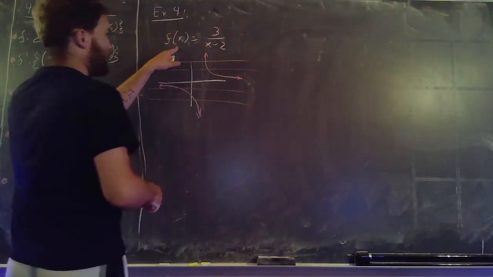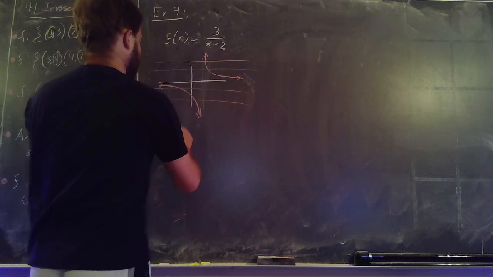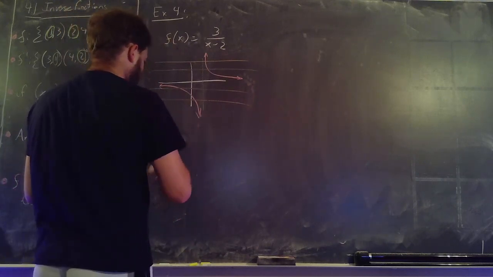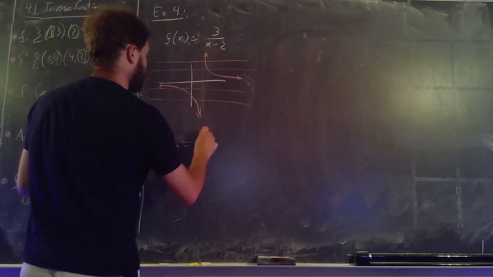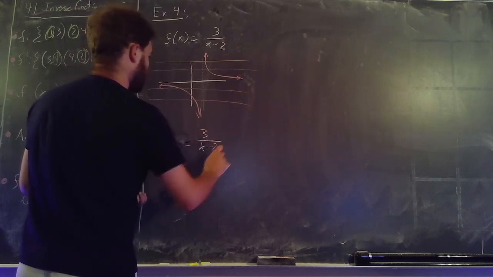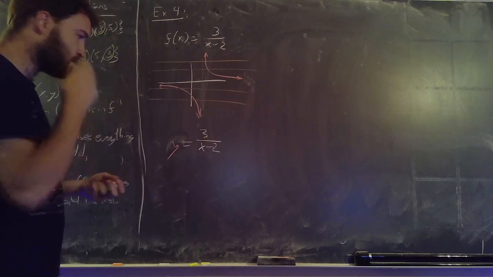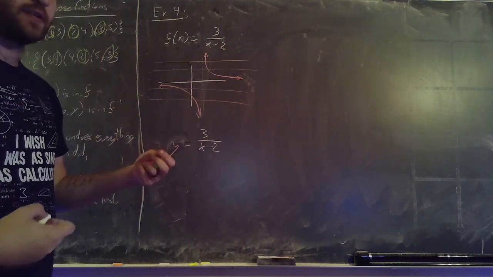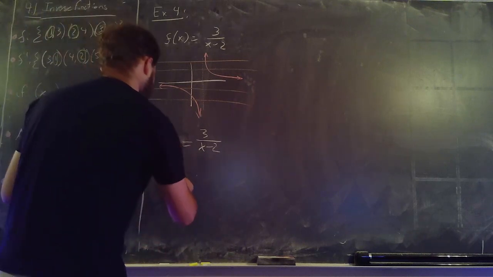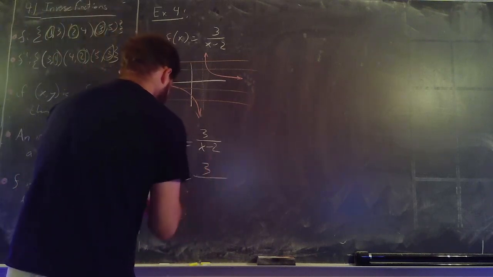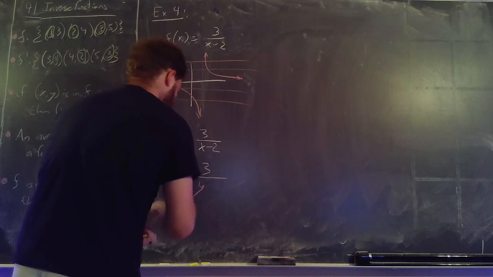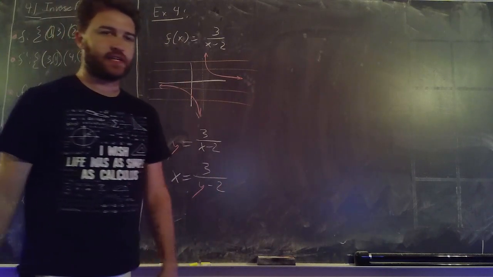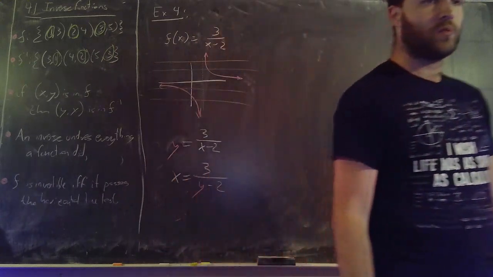So first thing I want to do to find an inverse is take the f of x and replace it with a y, so that I have y equals 3 over x minus 2. Then I'm going to literally switch all of the x's to y's and all of the y's to x's. So you see a y, write an x. You see an x, write a y. Now what I want to do is I just want to solve for y.